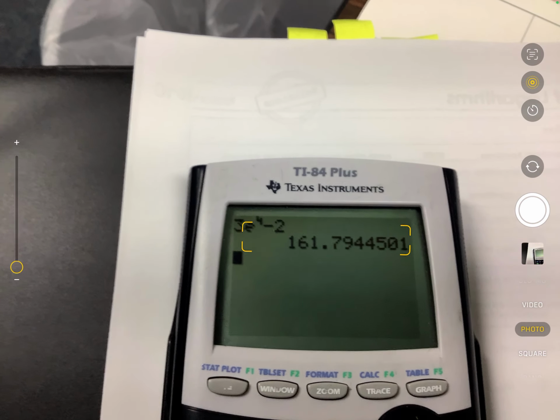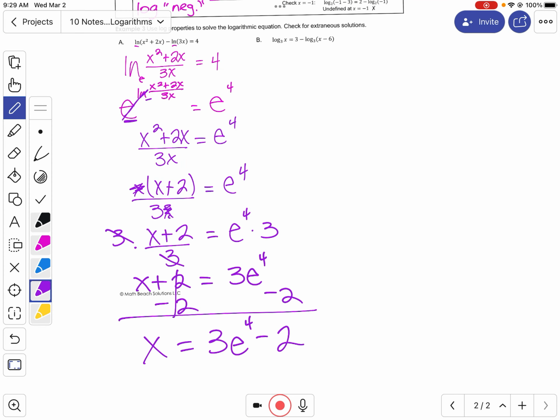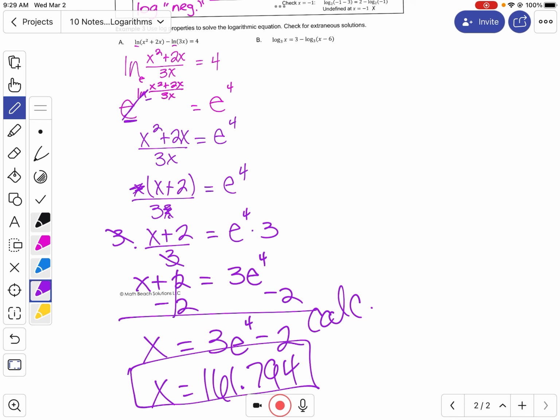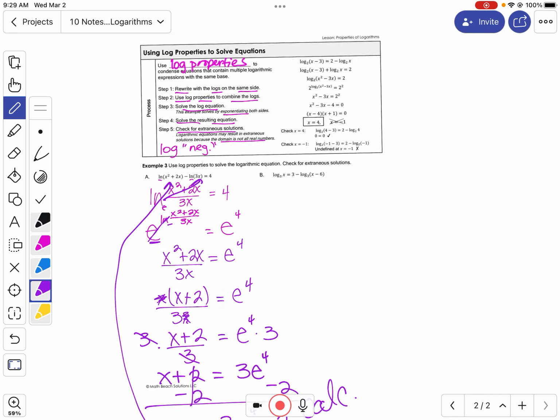So 161.794 would be our answer. So we just used a calculator here to evaluate that. Now, remember, when you're solving log equations, you always want to make sure that it's not going to cause these to be negative numbers in there, and notice it doesn't because they're all positive there. You could also check it by plugging in that decimal that you got in for all the x's there.